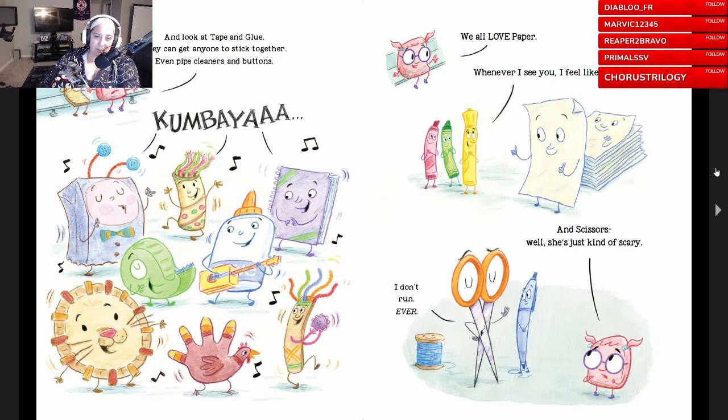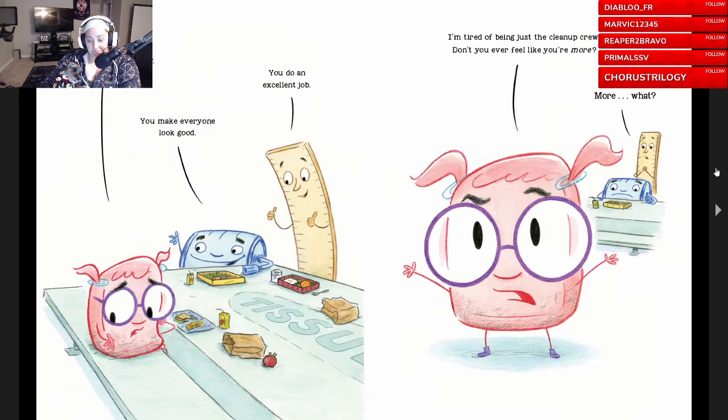We all love paper. Whenever I see you, I feel like I can do anything. And scissors, well, she's just kind of scary. I don't run. Ever. What do I bring to the table? Nothing. I just take things away. You make everyone look good. You do an excellent job. I'm tired of just being the cleanup crew. Don't you ever feel like you're more? More what?